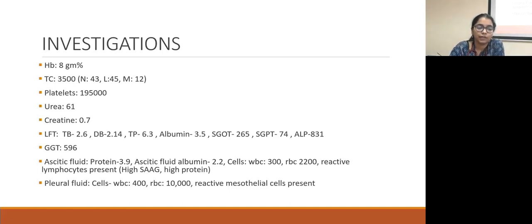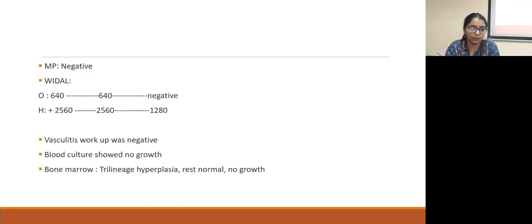GGT showed 596. Ascitic fluid analysis was done, which showed a high SAAG, high protein ascites with WBC count of 300 and RBCs of 2,200. There were reactive lymphocytes that were present. Pleural fluid also showed WBCs of around 400, RBCs of 10,000. Reactive mesothelial cells were present.